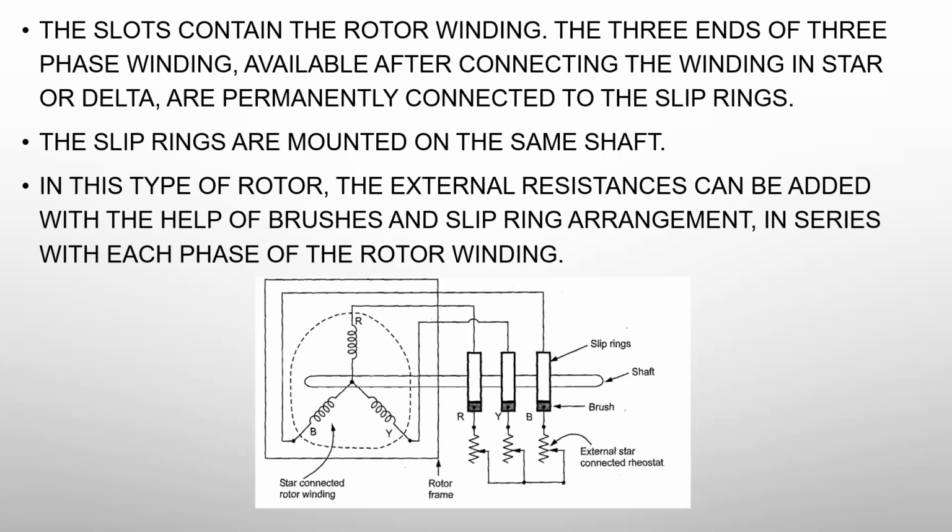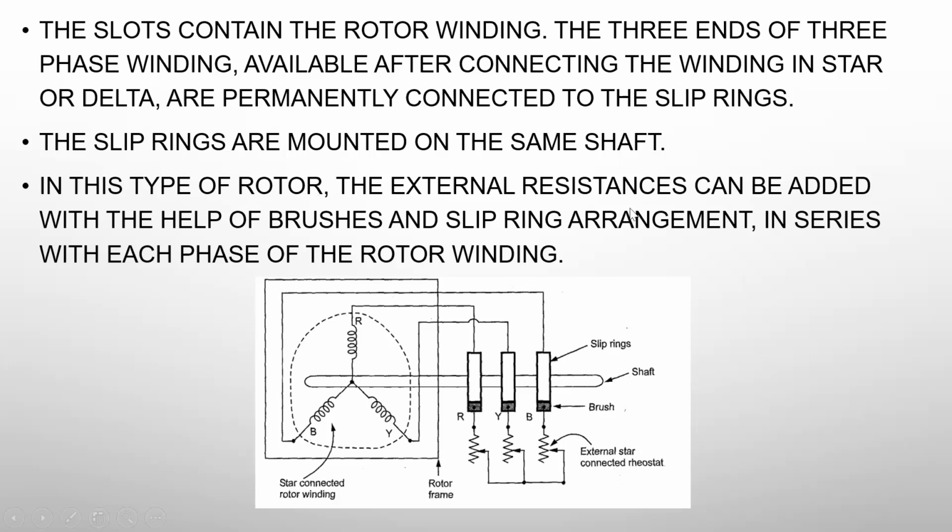So in the stator, we have two types: one is star connected and another is delta connected. It depends upon the torque and the application where the motor is used. According to that, we have to design the induction motor and use it. In rotor construction, we have two types: one is squirrel cage and the other is called slip ring.